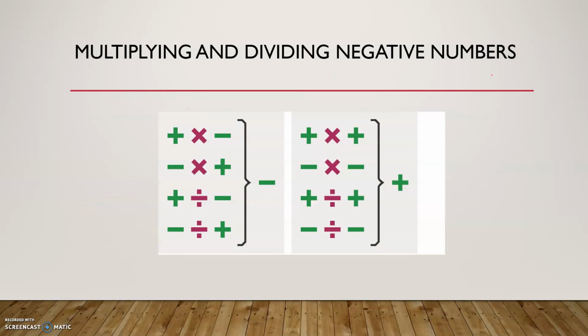Multiplying and dividing negative numbers, you have to remember this rule. If we multiply two numbers with two different signs, that will be a negative number. So you can see here, plus times minus would be minus, minus times plus would be minus, and if you divide two different signs, then again it would be a negative number. However, if it's the same sign for two numbers, either when we multiply or divide, that will be a positive sign.